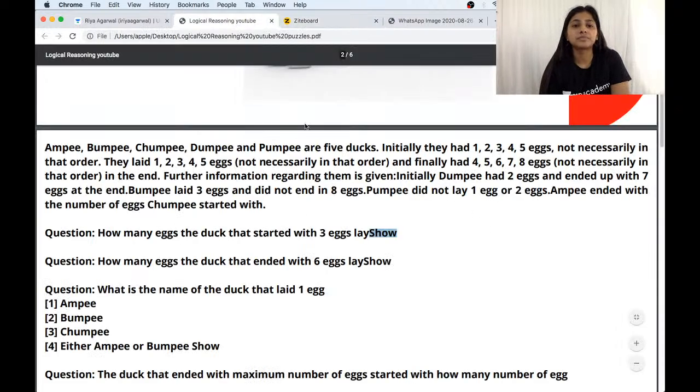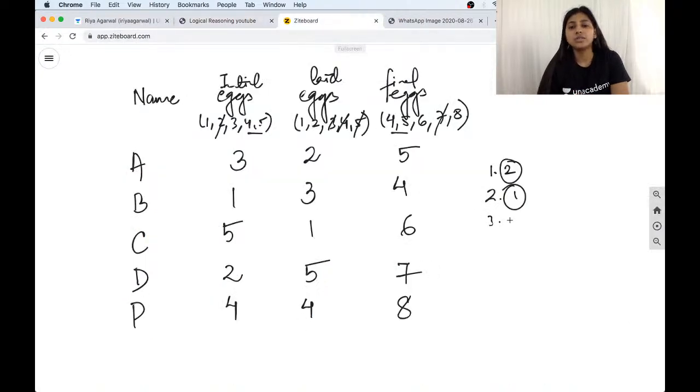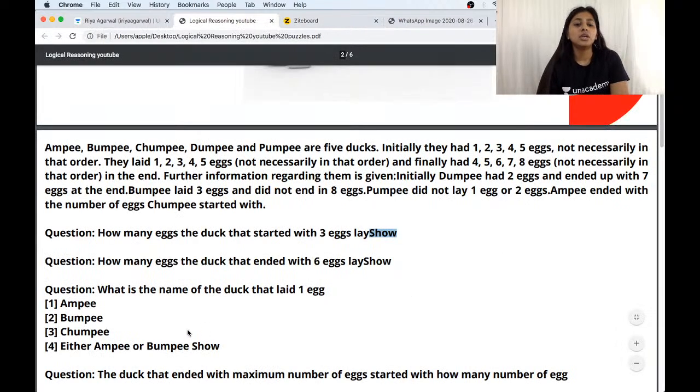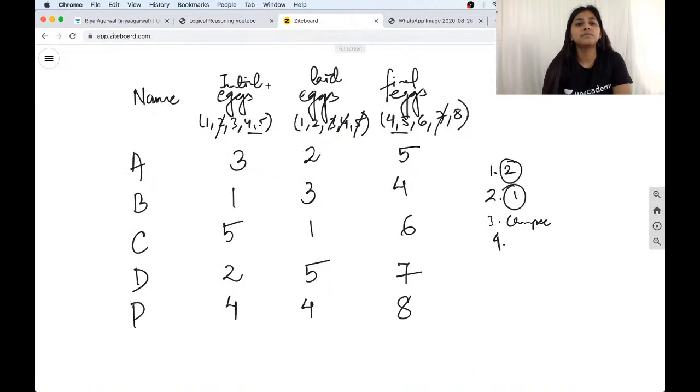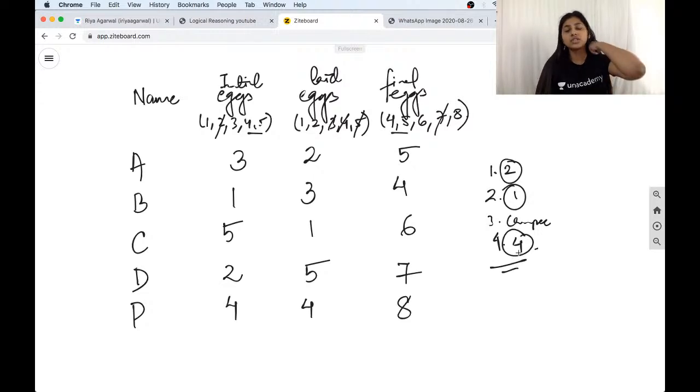Number 3. What is the name of the duck that laid 1 egg? It was Chumpy. Option 3. Question 4. The duck that ended up with the maximum number of eggs started with how many eggs? Ended with maximum is P. Started with 4. Okay, so these are the answers.